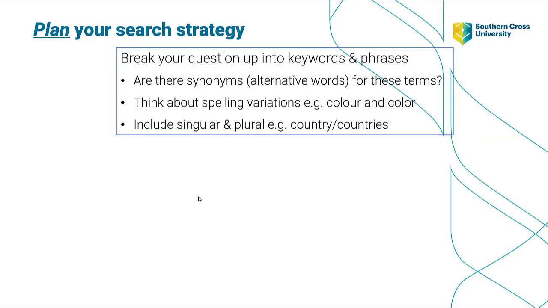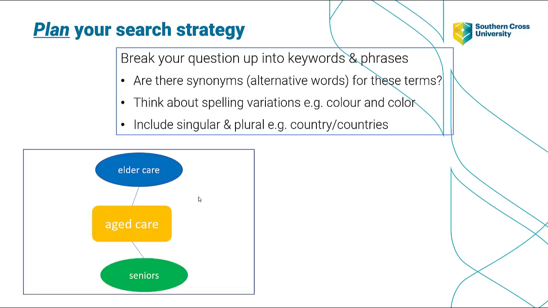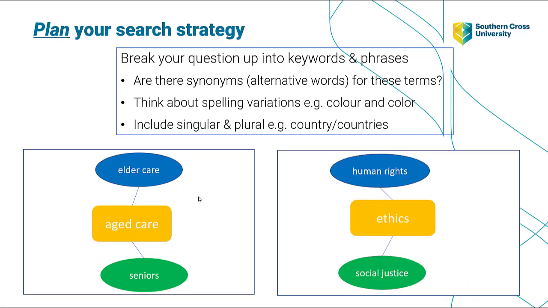The next step in planning your search strategy is to look at each of those main concepts and think about the keywords and phrases. You're then going to identify synonyms or alternative words for each of those concepts, thinking about things like spelling variations, singular and plural versions of the words, and so on. So for our main concept, aged care, a synonym or alternative could be elder care, or perhaps seniors. And for the ethics concept, we might want to also search for the phrases human rights or social justice.